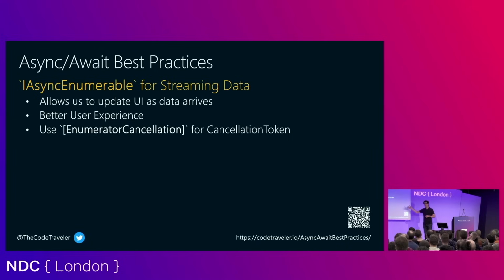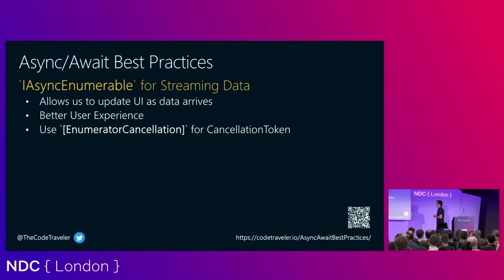IAsyncEnumerable, if you're streaming data, we want to be able to show that to the user. We want to be able to stream that in real time. IAsyncEnumerable allows us to do that. So instead of telling the user to wait and just showing them a little spinning indicator saying loading, loading, loading, we can actually give them what they're looking for. We can run our API calls in parallel, and it's a better user experience for all of us.